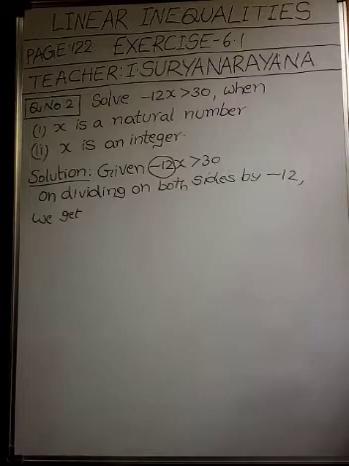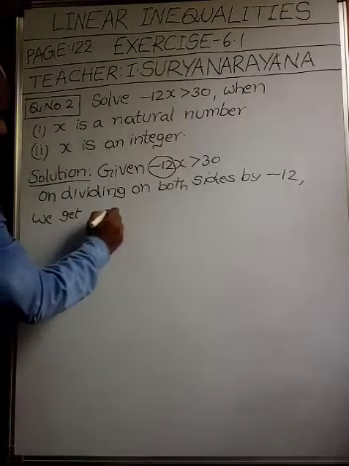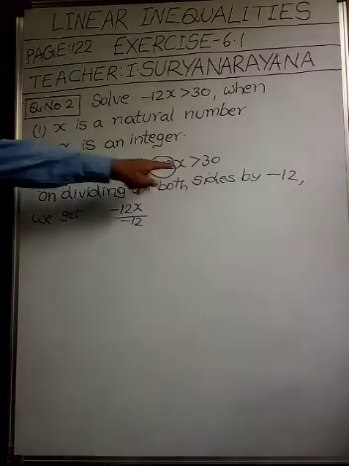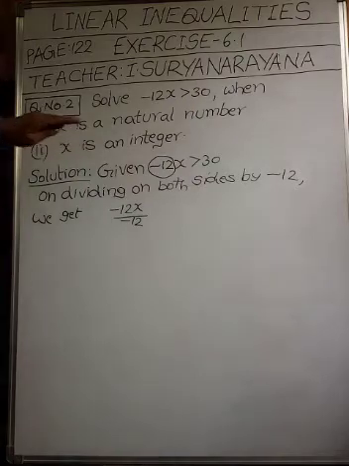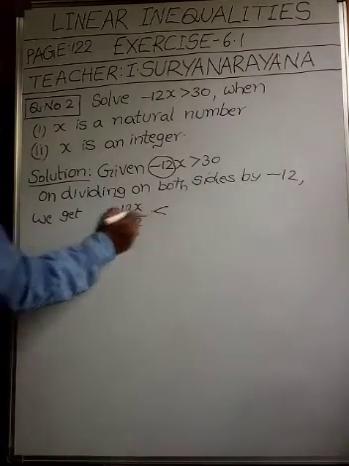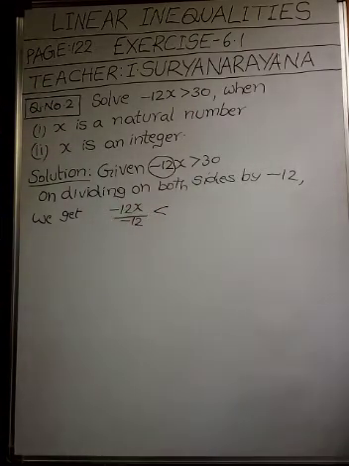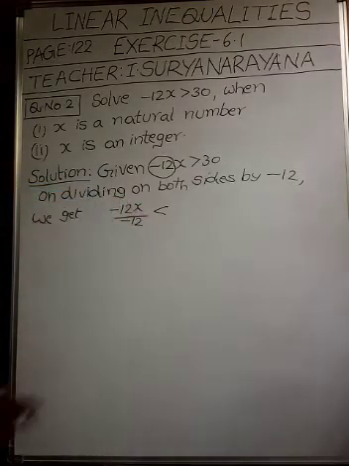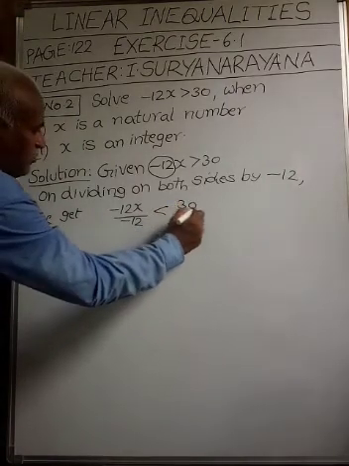What will you get? I told you, when we are multiplying or dividing an inequality on both sides by a negative number, the inequality sign is reversed. Okay, my children, do you remember that one? Yes. So -12x by -12, here the greater than symbol is there, it reverses. It means it is changed to less than. Understood this point, my children? Please remember this one. Focus on this point. 30 by -12.